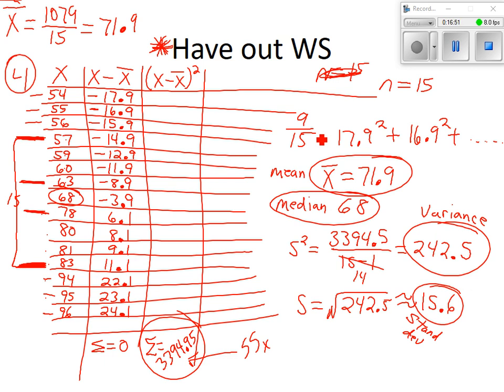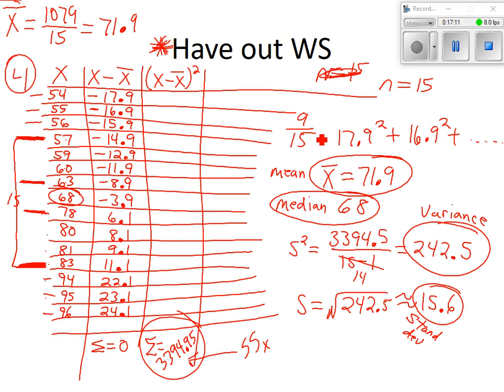103 to 118. How many numbers do we have that fall in there? 0. Let's go down here. 25 to 40. How many numbers? 0. So that doesn't really help us because those are way out there. Let's go 40.7 to 56.